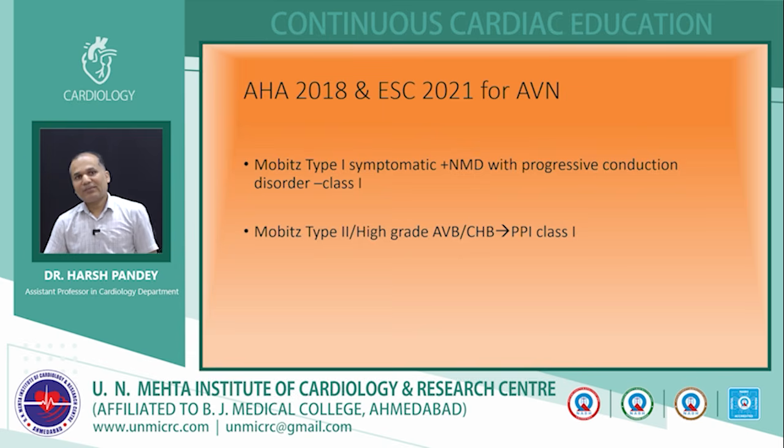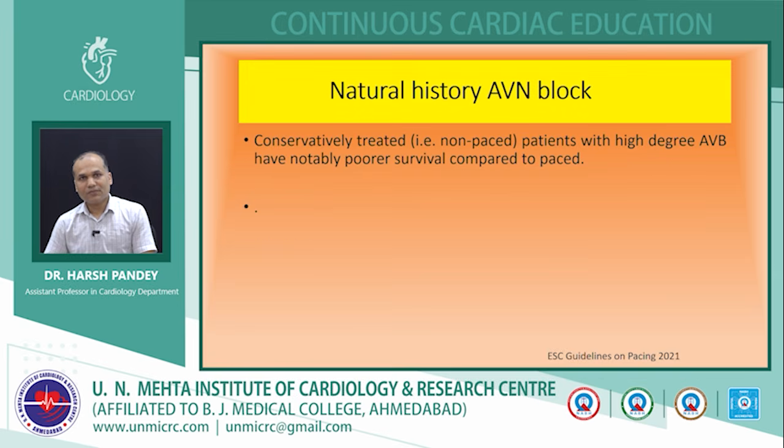As per the guideline, Mobitz type 1 in a patient who is symptomatic, or who has a neuromuscular disorder with progressive conduction disorder, is a class 1 recommendation for a pacemaker. In case of Mobitz type 2 AV block and high grade AV block with complete heart block, they usually have a class 1 indication for a pacemaker. In case of AV nodal block, high grade AV block or Mobitz type 2 AV block, if they are managed conservatively, they have poor survival compared to those patients who undergo pacemaker implantation in a similar situation.